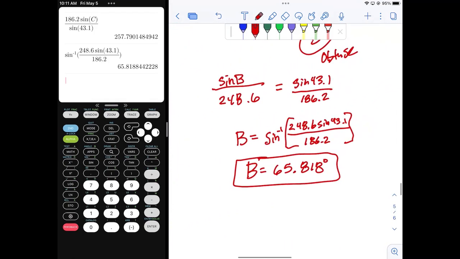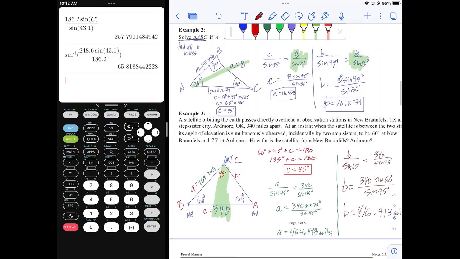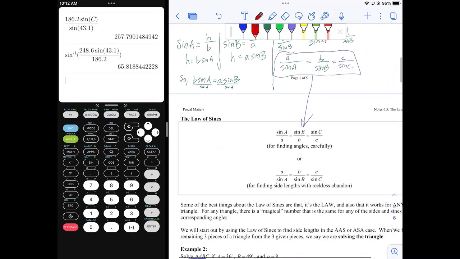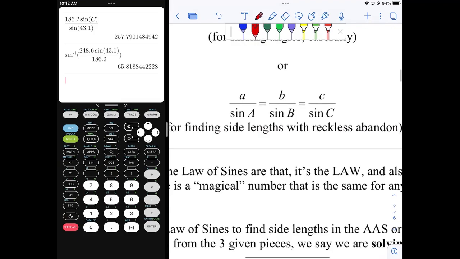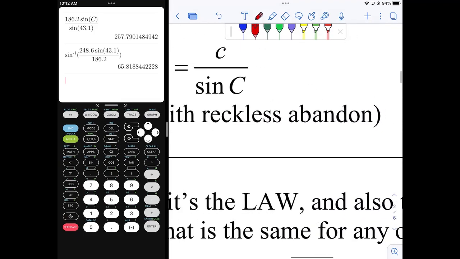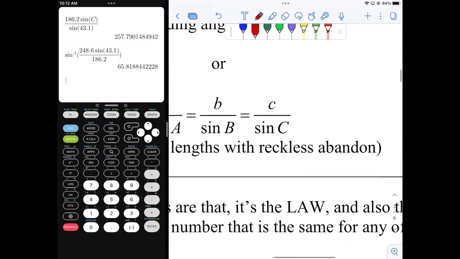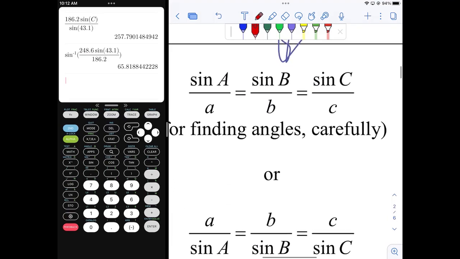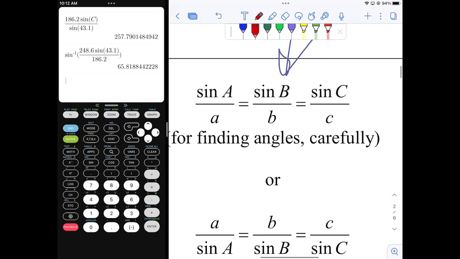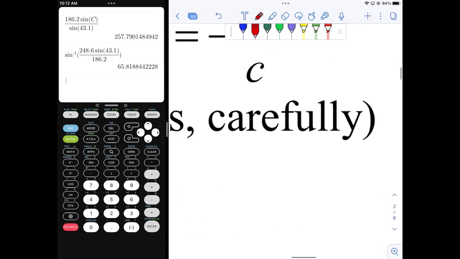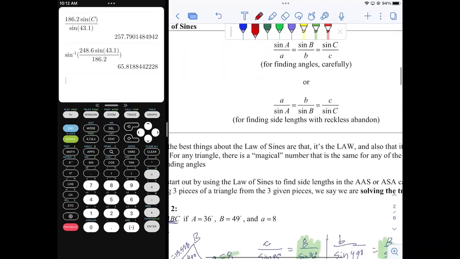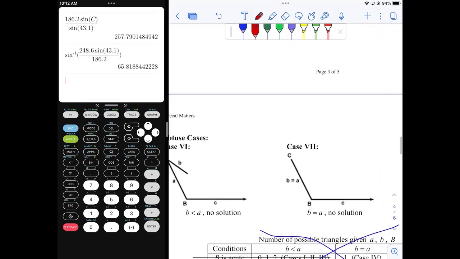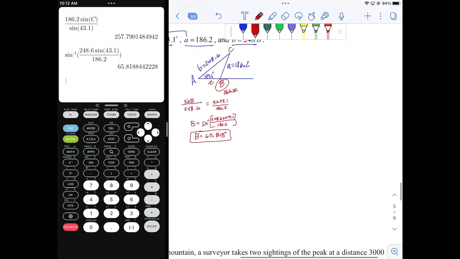So if you remember up here when I said using the law of sines, you can use the law of sines to find side lengths with reckless abandon, right? You're always going to get the right answer. But if you're finding angles using the law of sines, you have to do it how? Carefully. And we have to be careful down here because we don't get the answer we want.